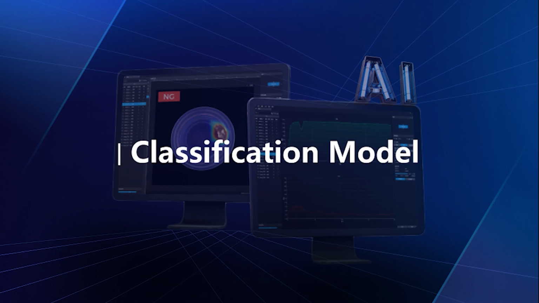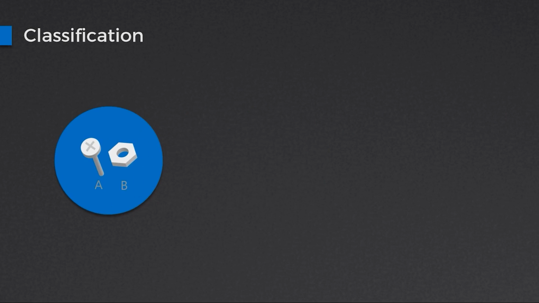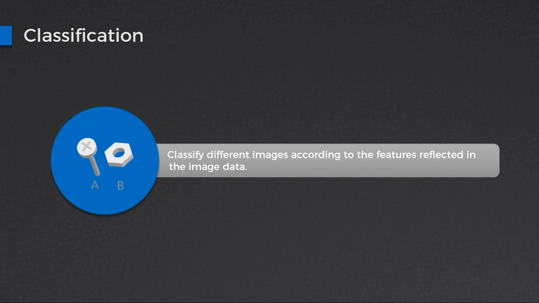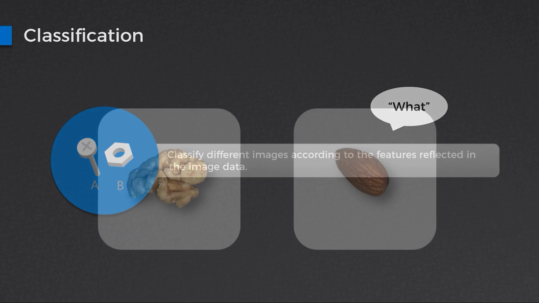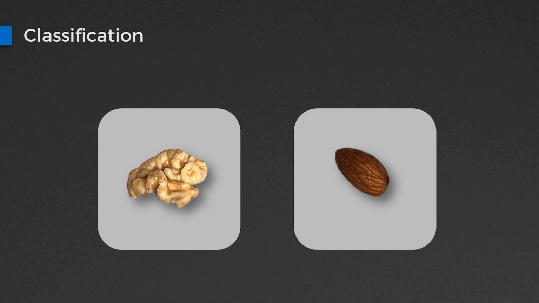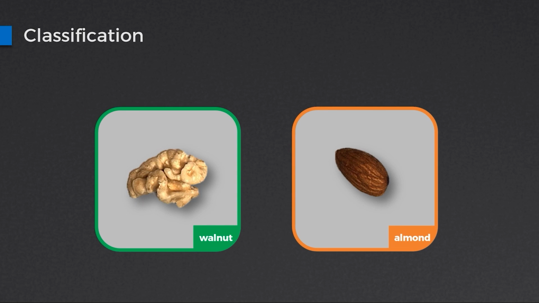This video will introduce how to train and use a classification model. This model can be used to classify different images according to the features reflected in the image data. The question of what will be resolved. With a classification model, it is possible to output labels for images so as to distinguish between walnuts and almonds.